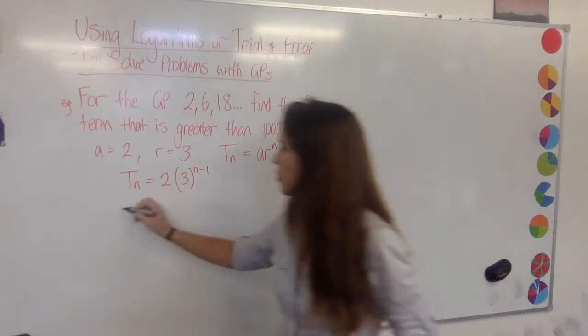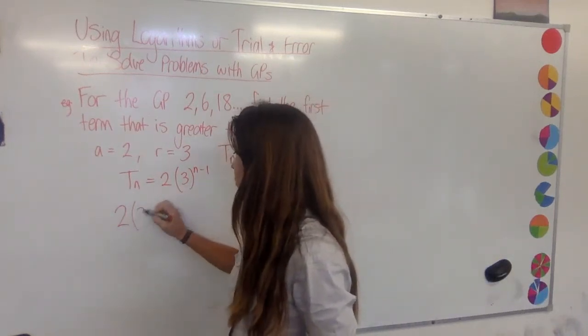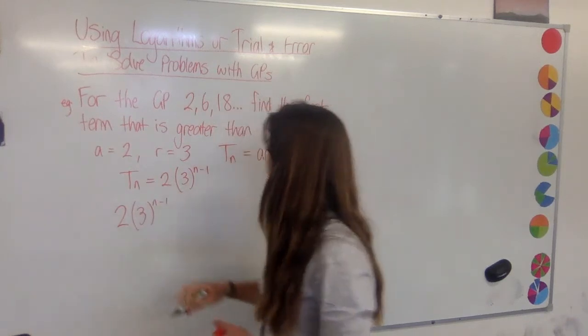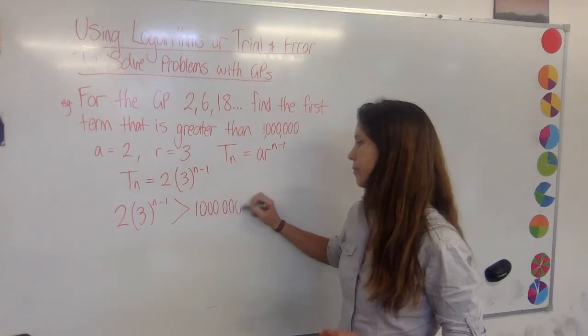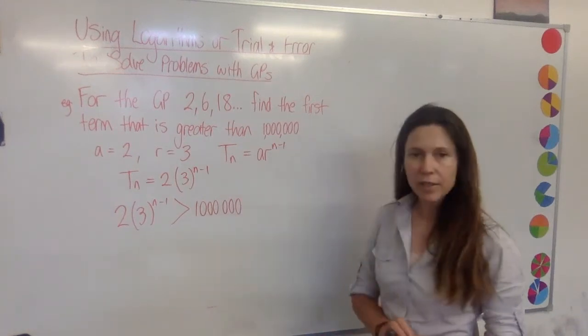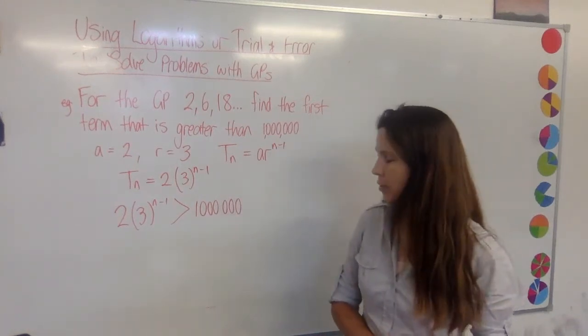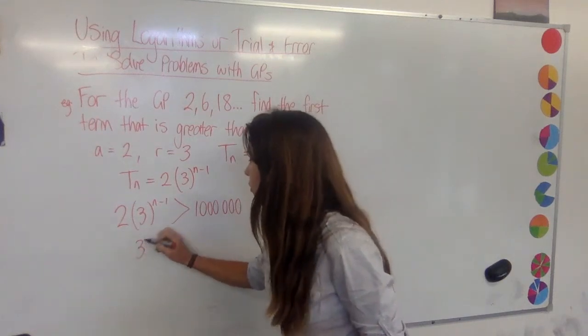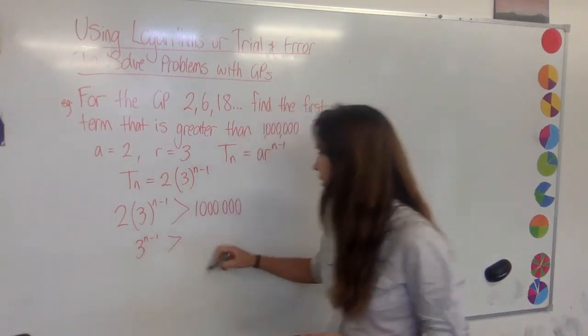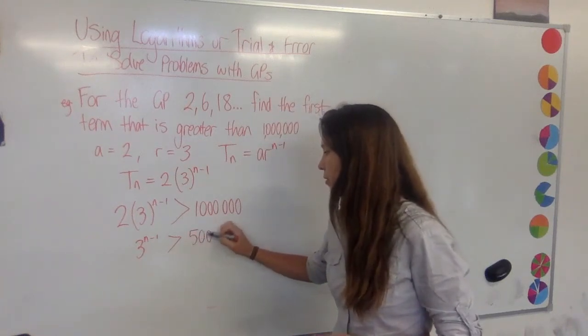Alright, so what do I do? Well, I'm going to start by saying, here's my formula for the nth term. I need it to be greater than 1 million. Okay, solving this to get the n by itself. The first thing that we want to do is divide both sides by 2 to get rid of that. So we've got 3 to the power of n minus 1 has to be bigger than 500,000.